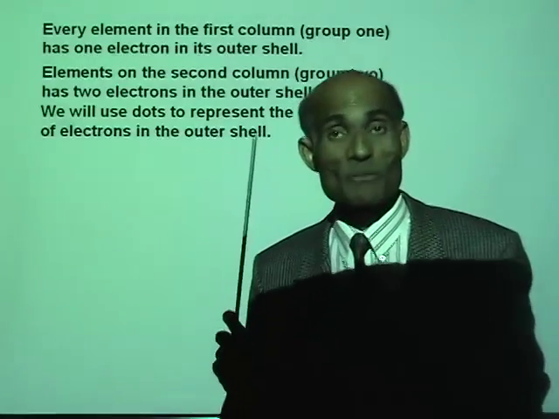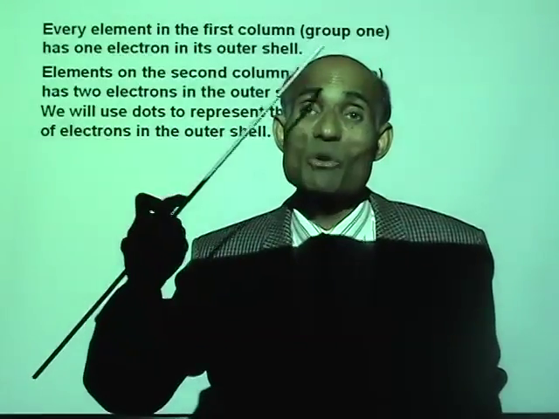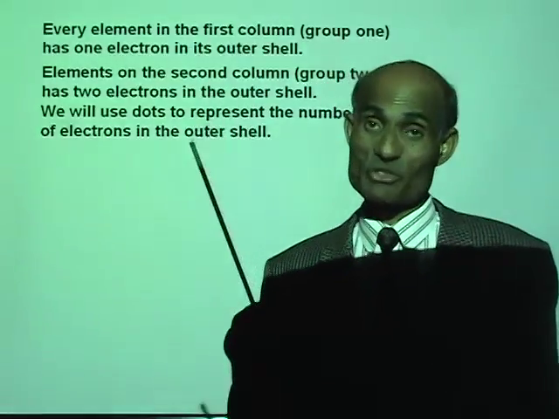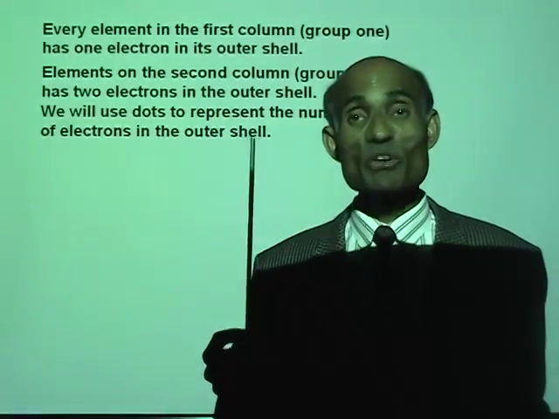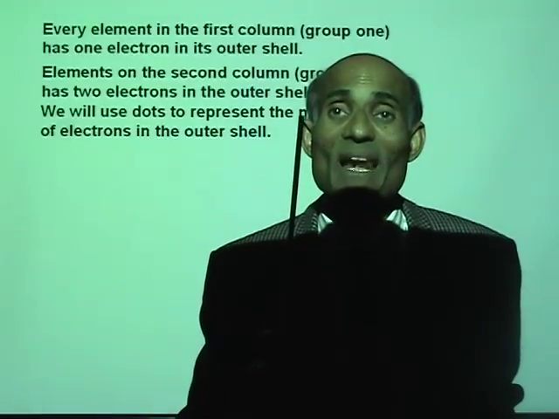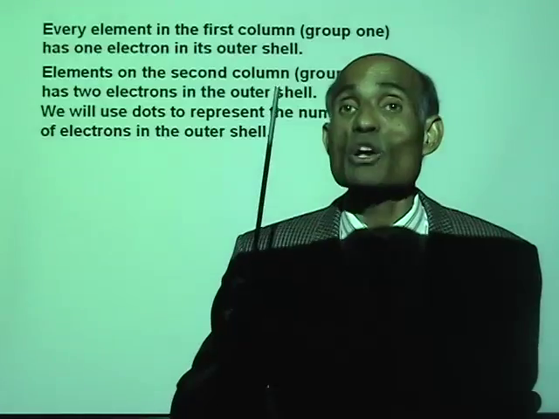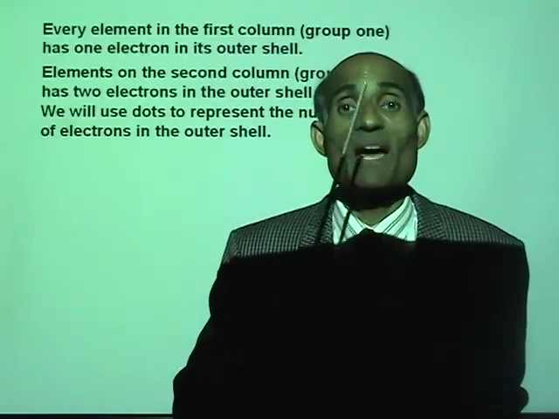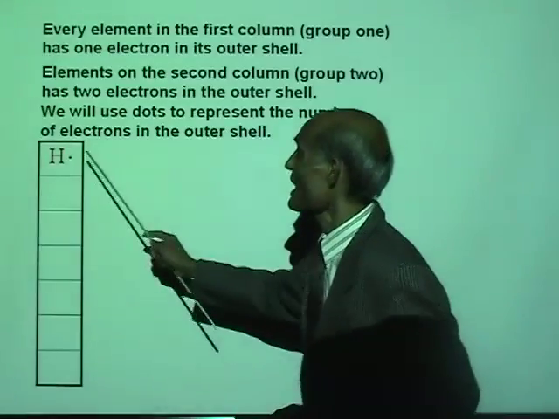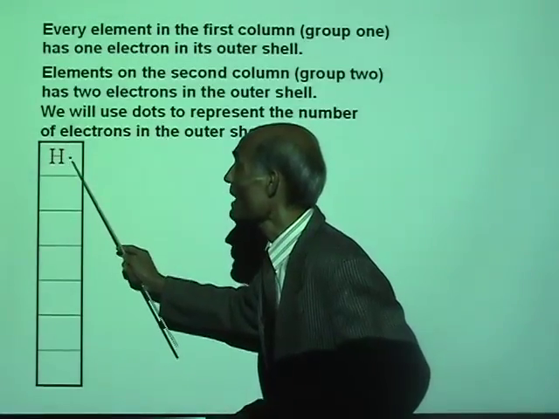Now, we will use dots to represent the number of electrons in the outer shell. Now, you see, the number of electrons in the outer shell is a very important chemical characteristic of elements. So we're going to concentrate on that. We will write the symbol of the element and use dots to represent the number of electrons in the outer shell.